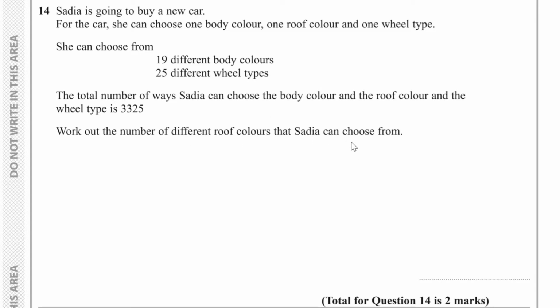So what we have to do is multiply everything together. So here we've got 19 different body colour types. We've got over here as well 25 types. We've got 25 different types of wheel. So this is wheel type. And we've also got roof colour, which is what we need to find. So let's just call this roof colour R. So this is roof colour.